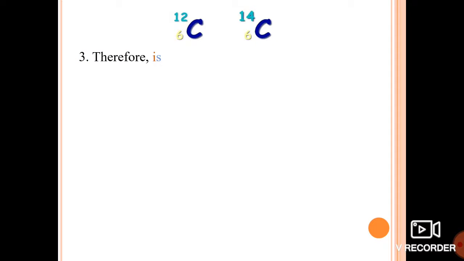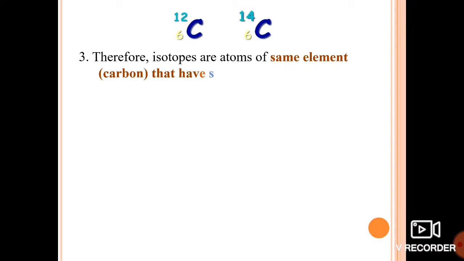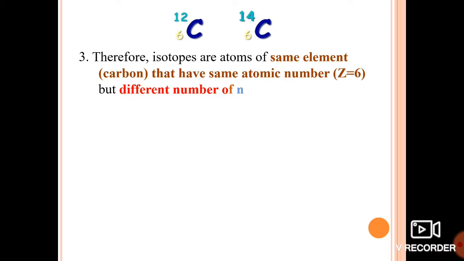The third part: we can deduce the meaning of the term isotopes. Isotopes are atoms of the same element, in this case carbon, that have the same atomic number, in this case Z equals 6, but they have different numbers of neutrons. The first carbon has N equals 6, the second has N equals 8.